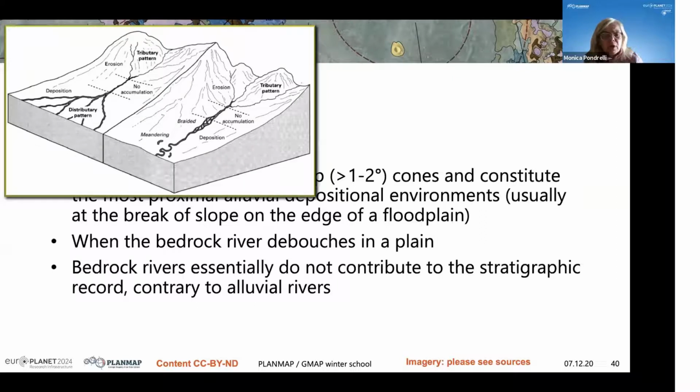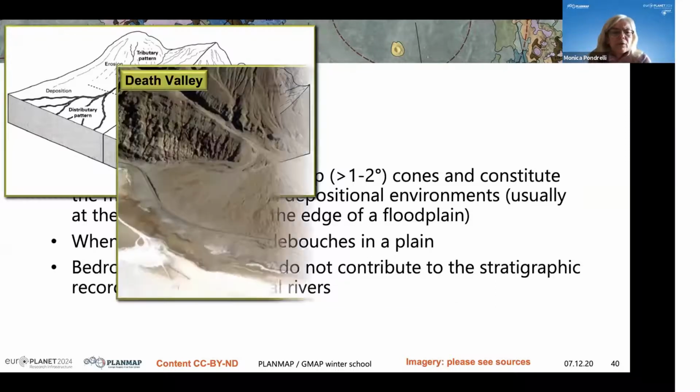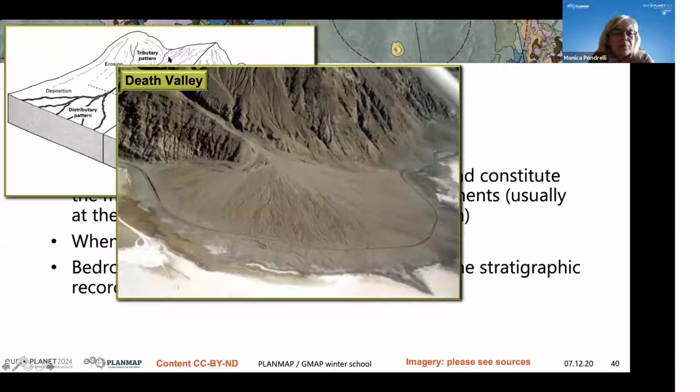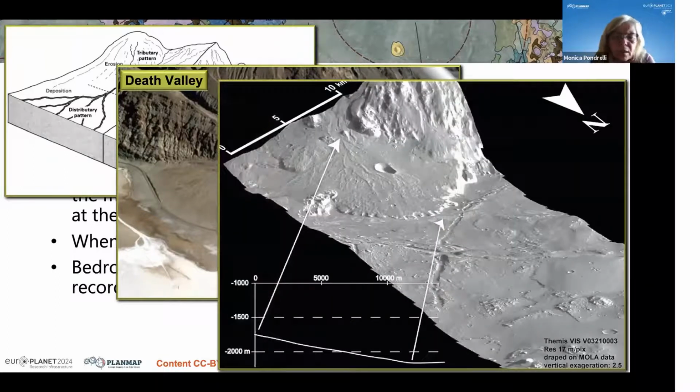Alluvial rivers are those rivers that, of course, first erode, but then they deposit material, so they contribute to the alluvial record. And when the bedrock river reaches the plain, it loses competence and deposits material. This is an alluvial fan on Earth in Death Valley, and this is an alluvial fan on Mars. This is Holden crater. If you look, the profile is relatively constant throughout the whole topographic profile of the fan.